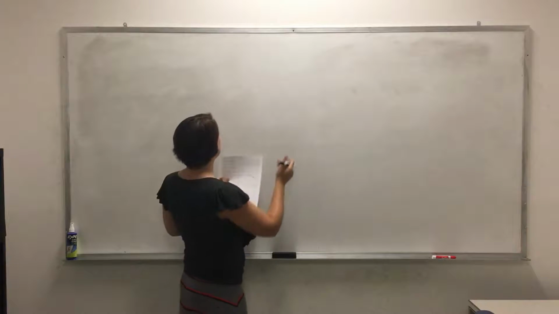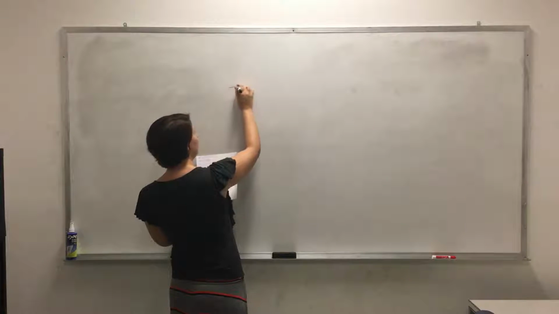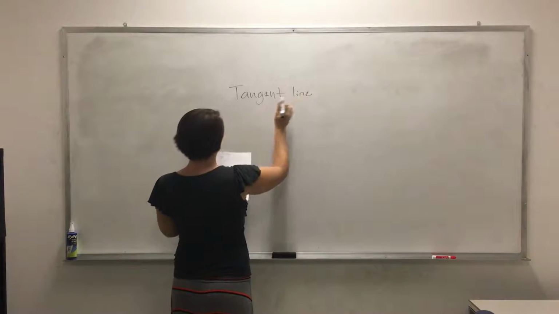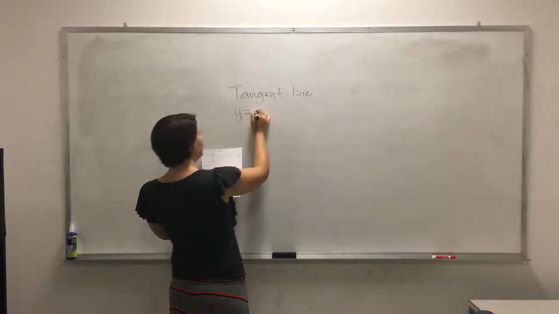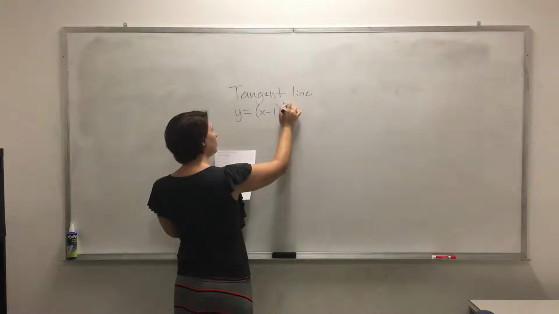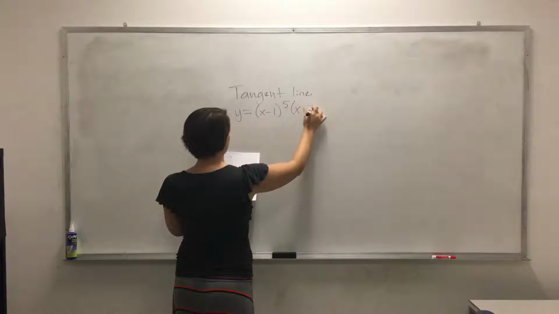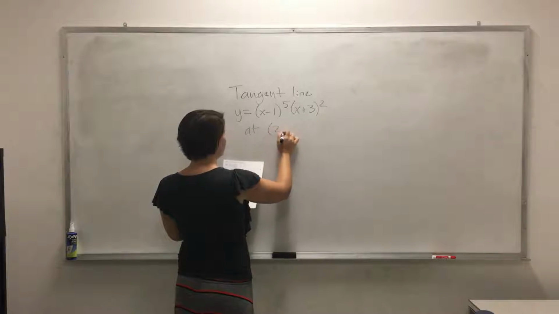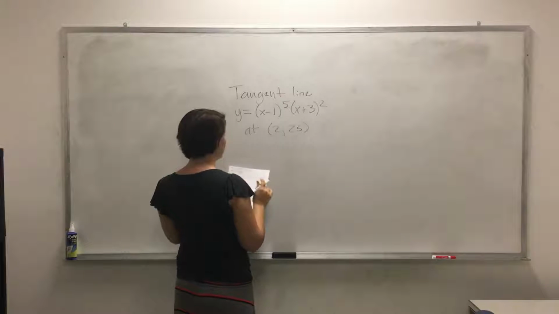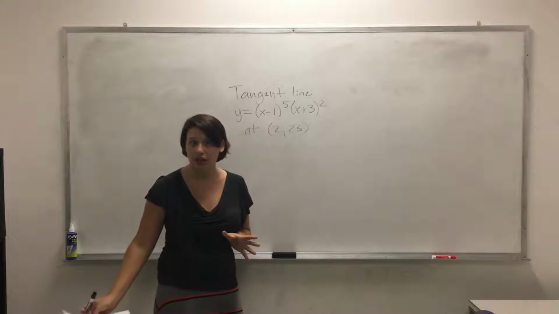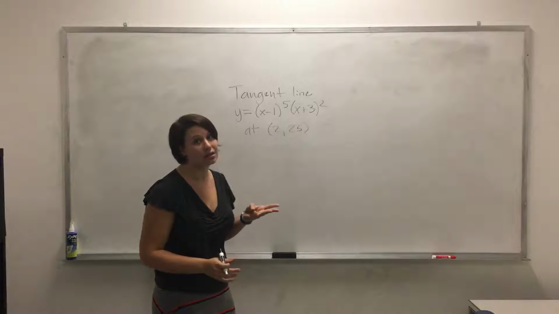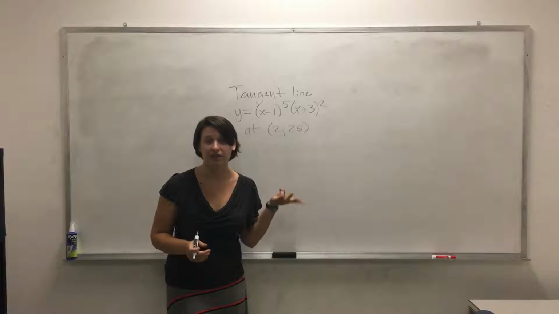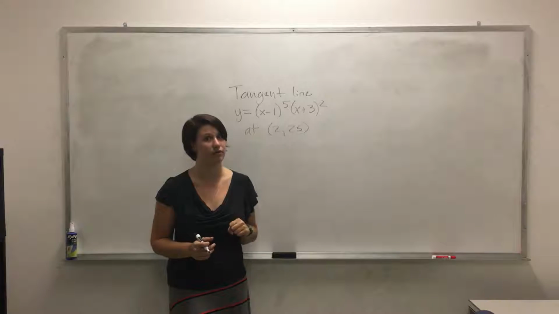So first question is if we want to find a tangent line for the function y equals (x minus 1) to the 5th times (x plus 3) to the 2nd at the point (2, 25). So if we want to write a tangent line, we know we need three things: an x and a y, which were given, and a slope. We find slope through the derivative, right?